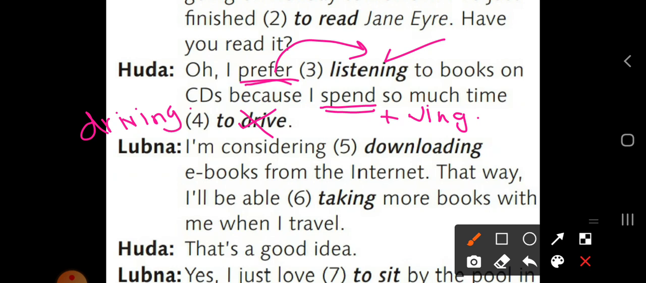Okay? Number 5, I'm considering downloading ebooks from the internet. That way, I'll be able taking more books with me when I travel. Where's the mistake here? 5 is correct, while 6 must be changed into to take. Why? Because be able, I have mentioned in the previous video, must be followed by to plus infinitive. So it must be to take.